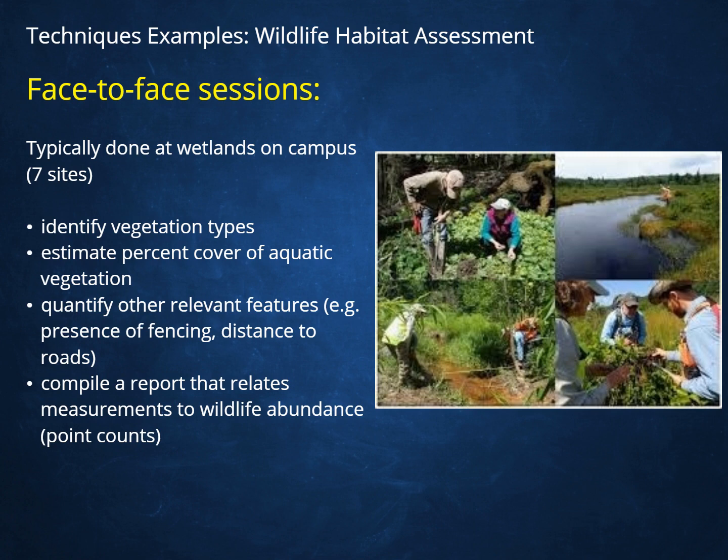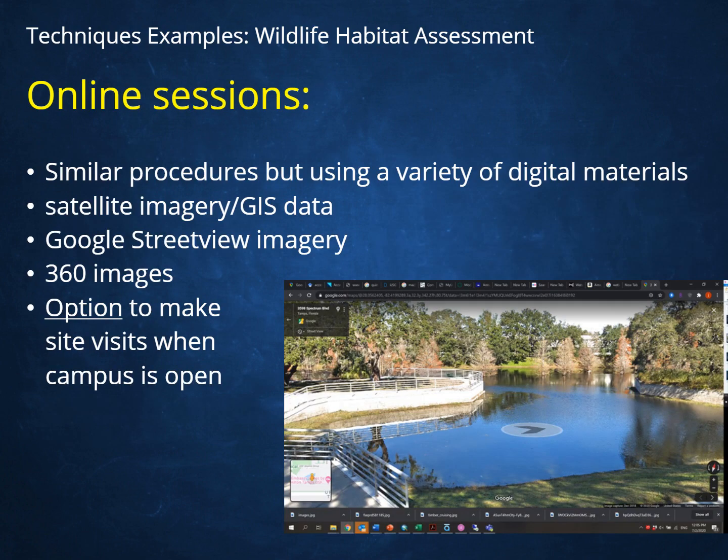Face-to-face, students physically visit wetlands on campus and take various measurements of habitat. For example, they identify plant species, estimate percent cover of different types of aquatic vegetation, and record other habitat attributes. They later use this data and relate it to Muscovy duck abundance data collected using point counts. In the online version, students have the option of visiting the sites on their own or using a variety of digital materials, such as 360 images, satellite images, Google Street View imagery, and so forth.